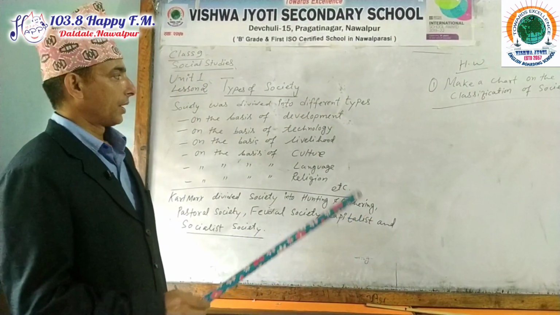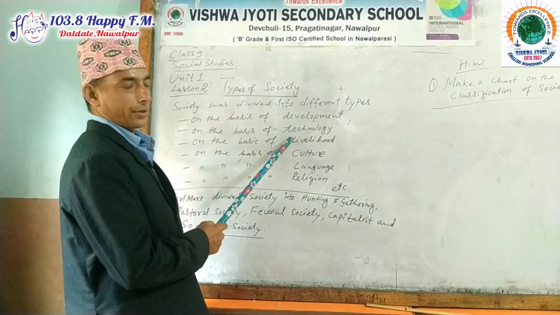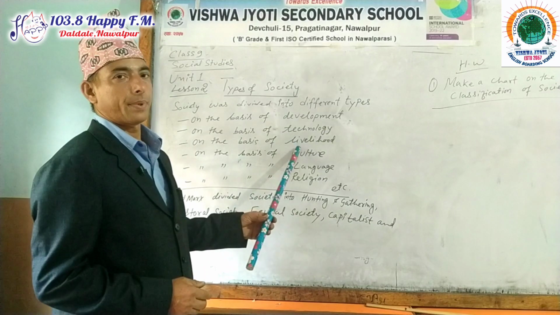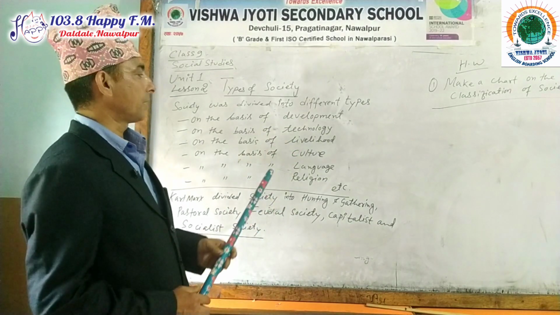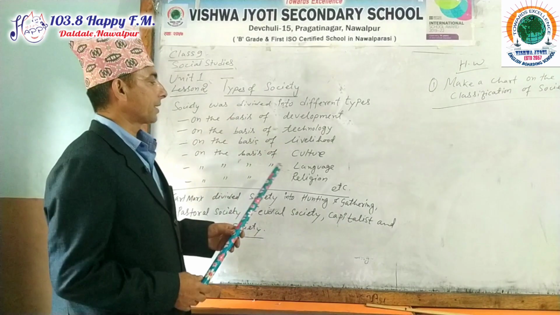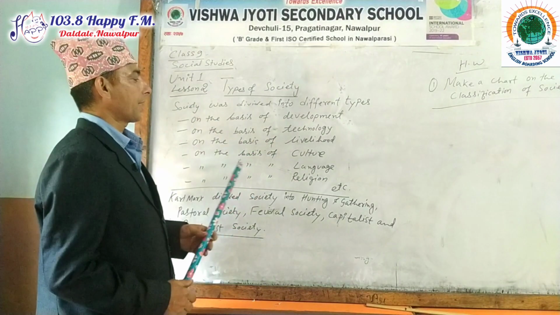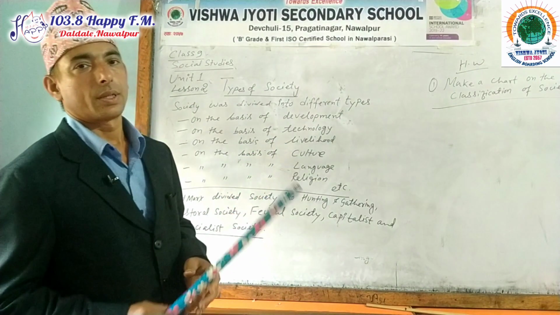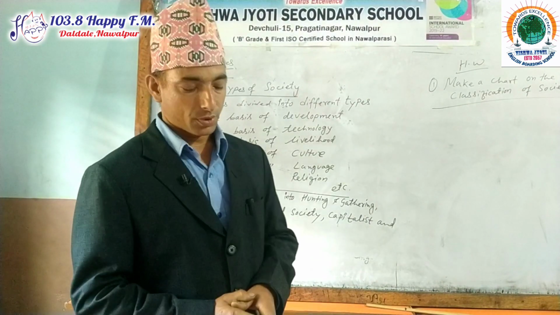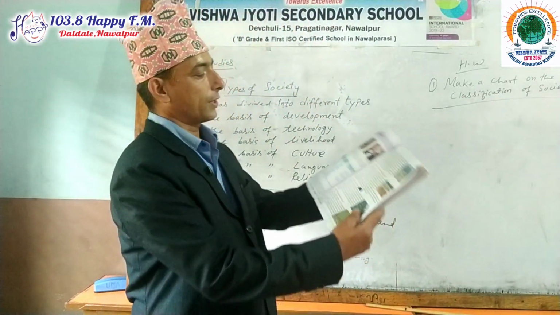My dear children, society, you see, is based on technology. Society is based on people's livelihood. Society is based on different cultures. Society is based on language. Society is based on religion, etc. So, the classification of society on the basis of, according to our text, let's look here.